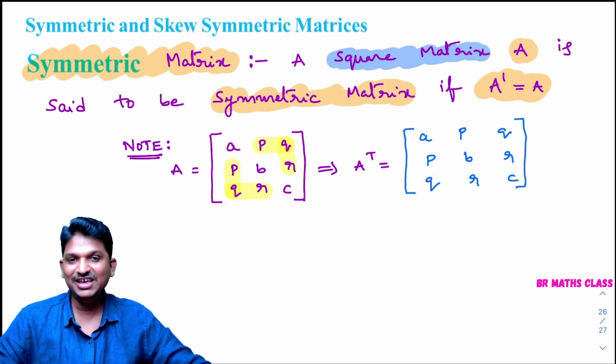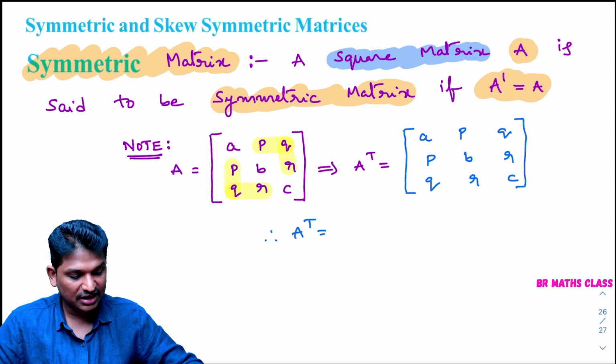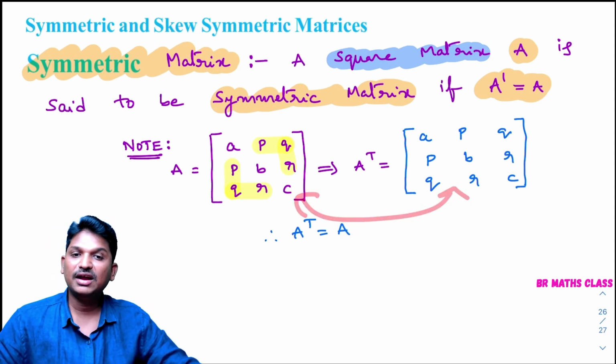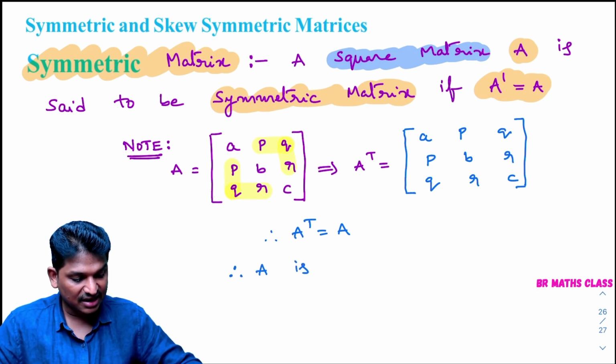These two matrices are equal here. What happened? Therefore, A transpose and A both are same you got. Right? Therefore, what we can say here? We can say that whatever the matrix I written, A is a symmetric matrix.